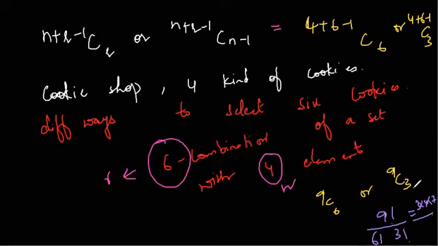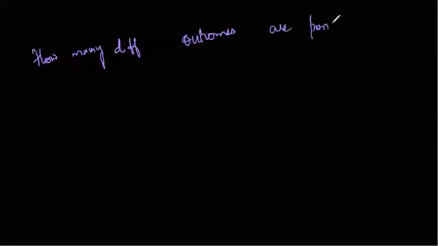Now similarly, we can see another example. The question is, how many different outcomes or results are possible by tossing 10 similar coins?